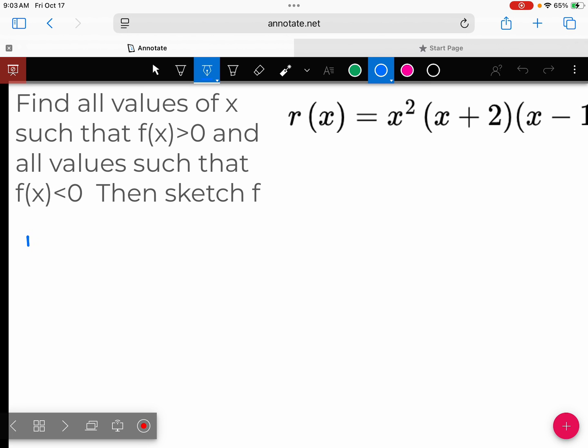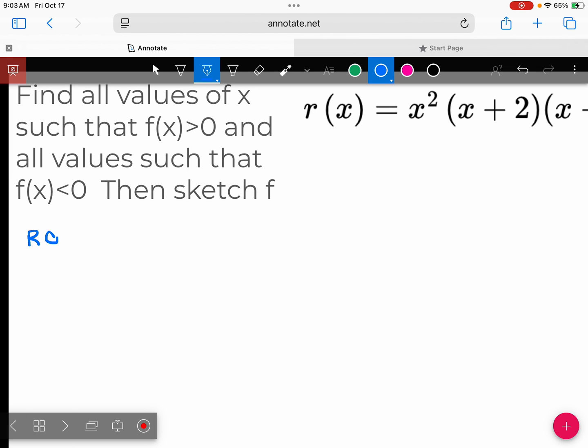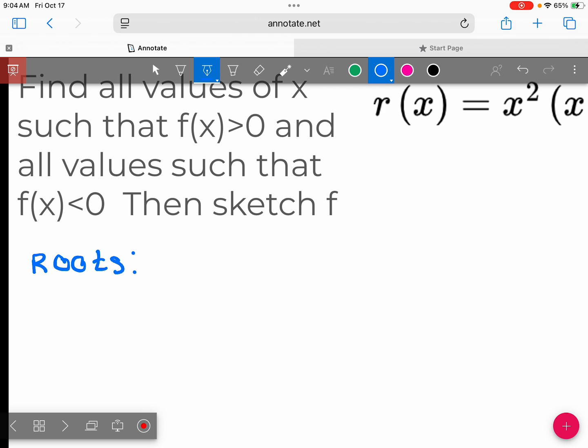All we need to know before I can do a positivity table to figure out what this is going to look like is we need to know our roots. Where are we going to have roots on this one? 0, good. -2, +1, and 2. We've got a couple of double roots here. We know that there's going to be a bounce off a couple of these.